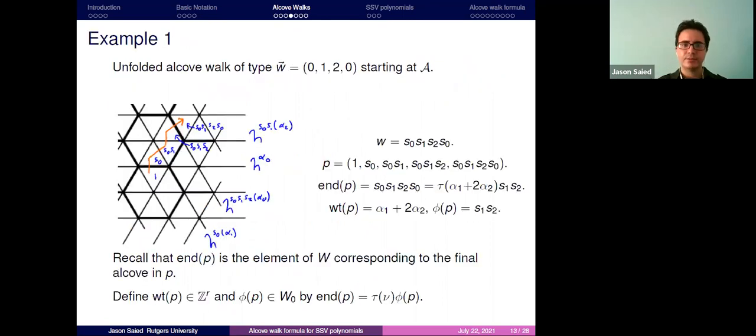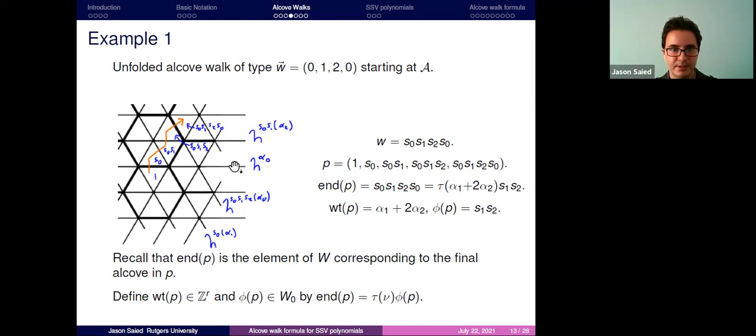So let's look at a few examples to make sure we understand how this works. We'll first look at an unfolded alcove walk of type W being 0, 1, 2, 0. And in this talk, we'll always start at the fundamental alcove. So what this means is that our Weyl group element is the product according to these indices, S0, S1, S2, S0. If we're not folding, then in each step, we start here and then we proceed. We multiply by S0, then by S1, by S2, by S0. So these are what our crossings look like.